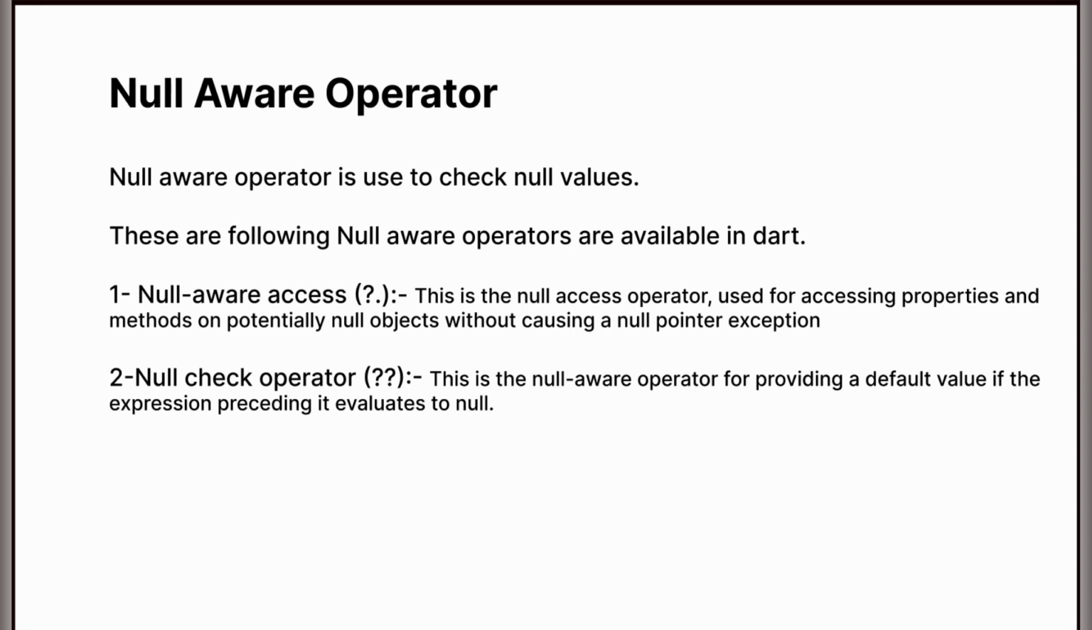The first one is null-aware access. This is the null access operator used for accessing properties and methods on a potentially null object without causing a null pointer error. The second one is the null check operator. This is a null-aware operator for providing a default value if the expression preceding it evaluates to null. Just keep both definitions in your mind.